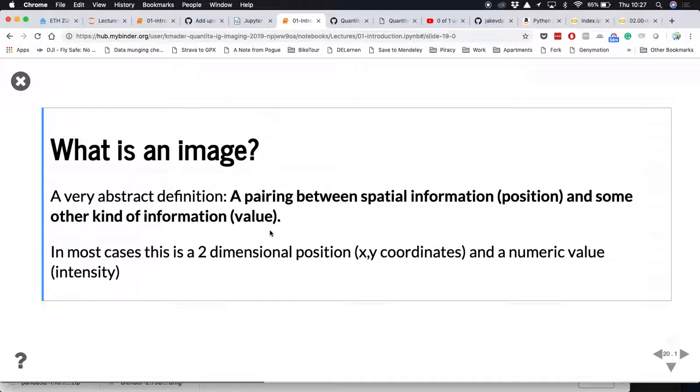This is a very abstract definition. Most of you would think what you take with your phone is an image, and it is, but it's a lot broader than that. We define it as a pairing between spatial and other information because looking at confocal microscopy images, that relationship is very different than micro CT images. Both would still be considered images, but they come from very different sources, measure very different things, and have very different meaning. In most cases, this is a two-dimensional position, an x, y coordinate, and a numeric value, an intensity, or in the case of color images, a color.